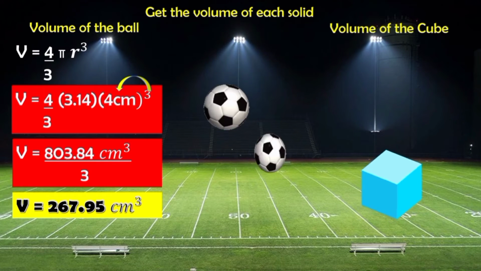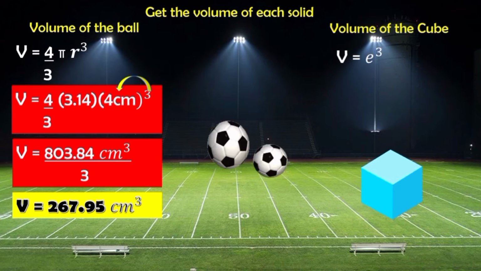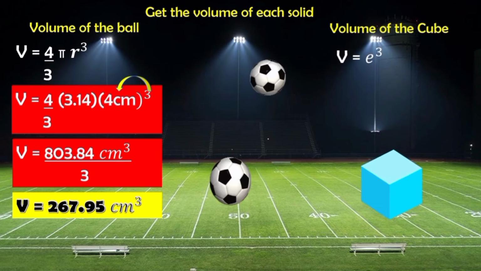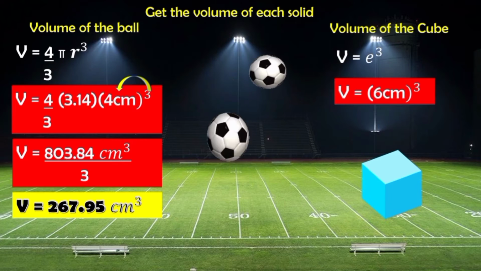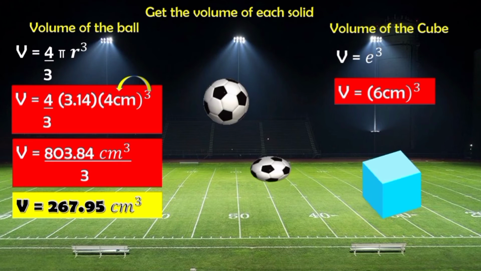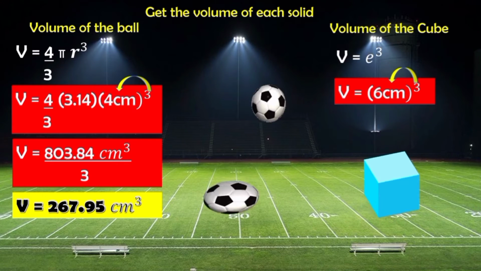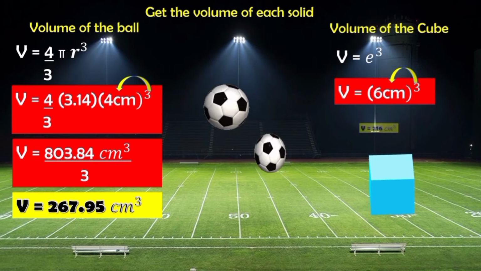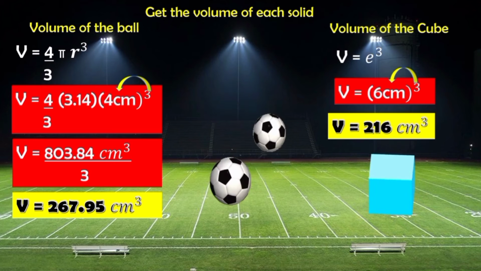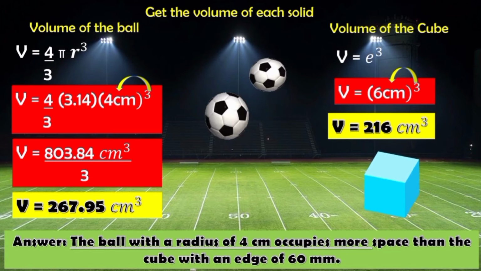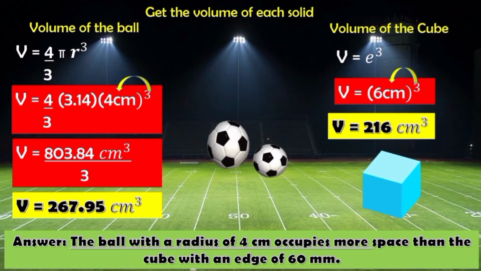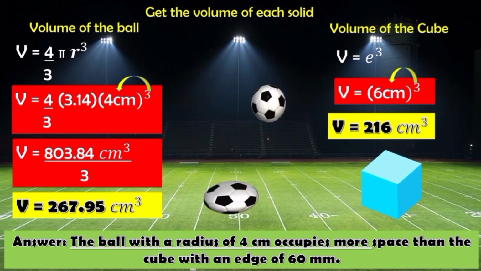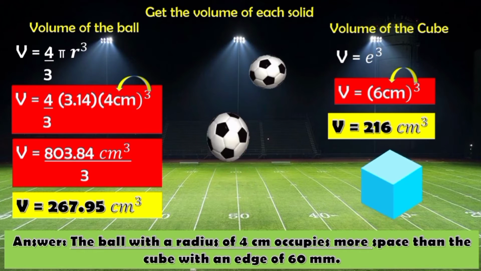We will use the formula for a cube. Volume is equal to e cubed. Now let's substitute the edge: 6 centimeters raised to the third power. 6 times 6 times 6 is equal to 216 cubic centimeters. So for our final answer, the ball with a radius of 4 centimeters occupies more space than the cube with an edge of 60 millimeters.